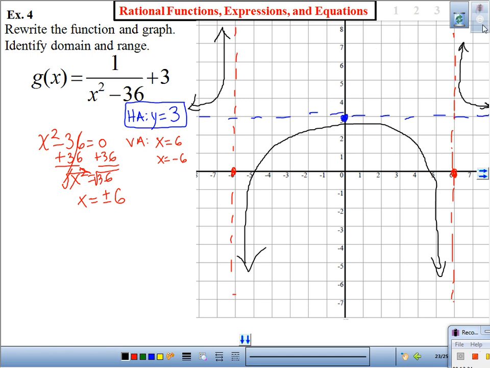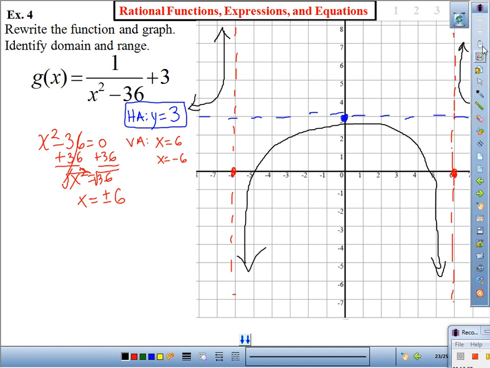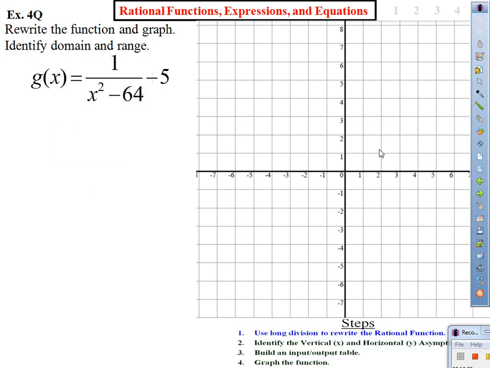All right, do another one. See how you do with this one by yourself? Ready? Example 4Q. Example 4Q reads, g of x equals 1 over x squared minus 64, minus 5. Find me the horizontal asymptote, the vertical asymptote, and graph your function. I'll give you some time.